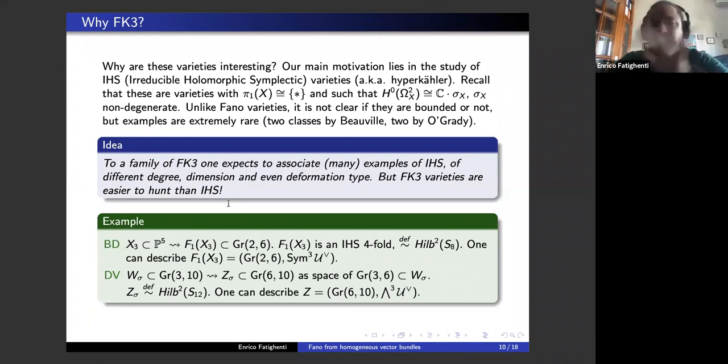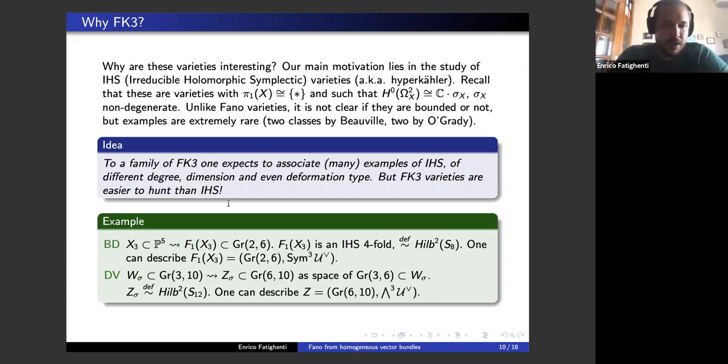Okay, so these are very different from Fano varieties in particular. In particular, for example, they have Kodaira dimension equal to 0. And actually, unlike Fano varieties, it is not clear if there is a sort of boundedness result or not about these hyperkähler varieties, but examples are in fact extremely rare. Up to now, we have 2 classes in any dimension discovered by Beauville, maybe around 35 years ago, and 2 sporadic classes in dimension 6 and 10, understood by O'Grady, maybe around 20 years ago.